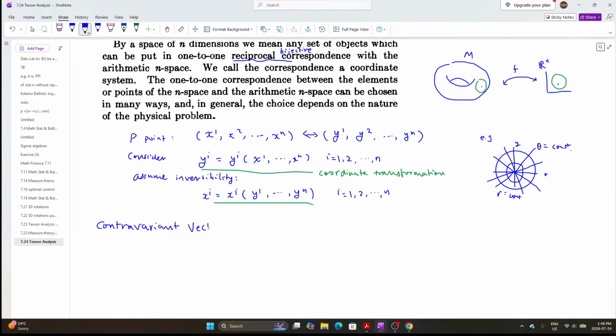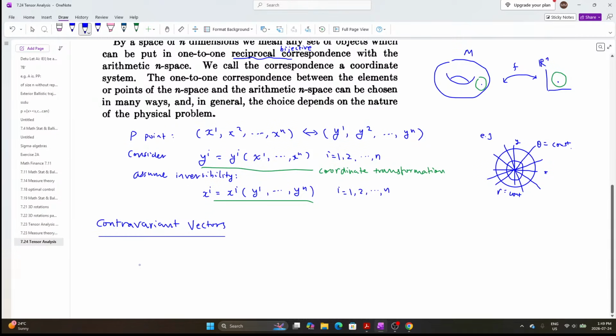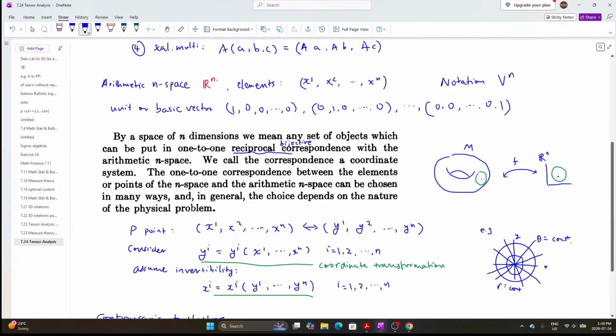Contravariant vectors. Okay, so from now on, we're going to attach meaning to the upper and lower indices. Let's see how that's done. Let's consider a space curve in Vn. By the way, I'm using the notation in the text. Vn stands for Rn. Okay, same thing.